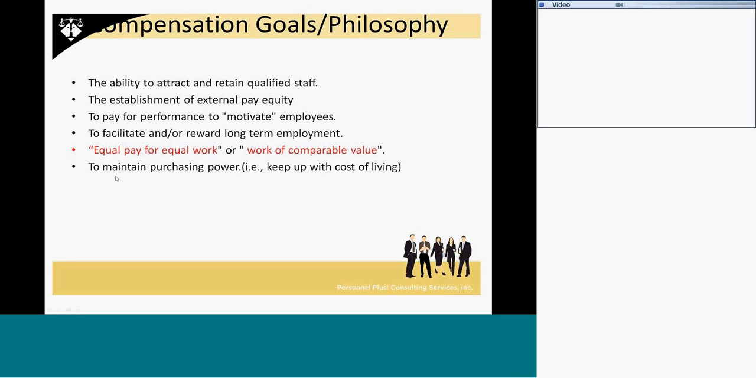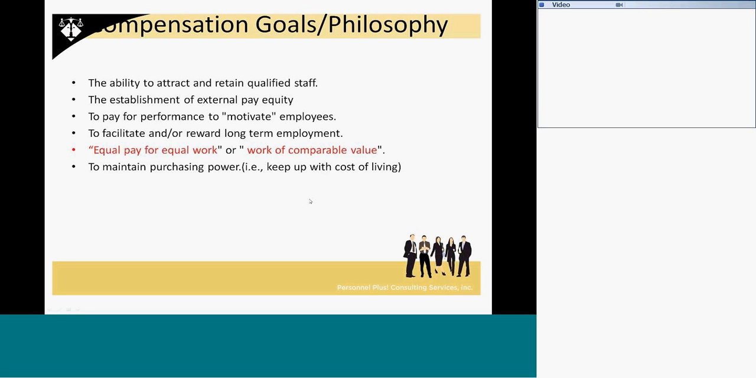The goal is to maintain purchasing power. So if somebody was around in the late 70s when we were having 20 to 25% annual inflation in the United States, if you didn't get a 22 to 25% raise every year, you were losing purchasing power. You had to work more hours to buy that pair of shoes or to buy that automobile.